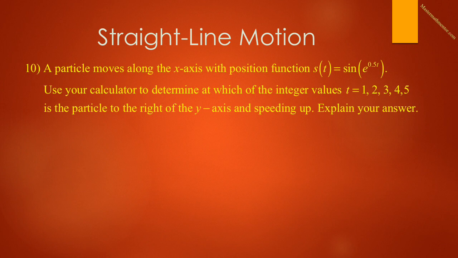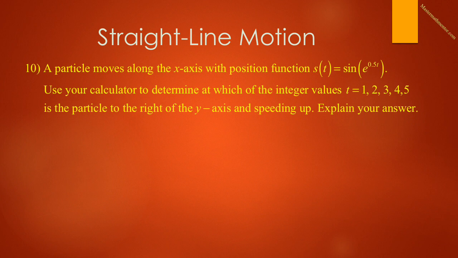Number 10 is a good calculator problem, and you will be tested on your ability of using the calculator. This problem can be done by hand, but the amount of work that it would create is enormous. The calculator can do the problem quite quickly. It reads, a particle moves along the x-axis with position function s of t equals sine of e to the 0.5t. Use your calculator to determine at which of the integer values t equals 1, 2, 3, 4, or 5 is the particle to the right of the y-axis and speeding up.